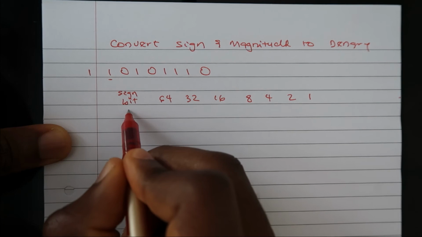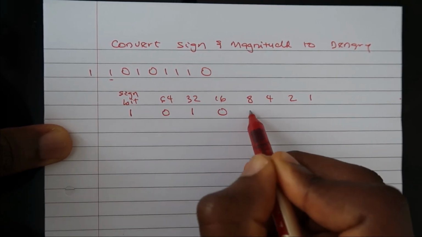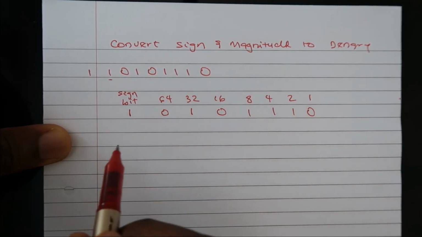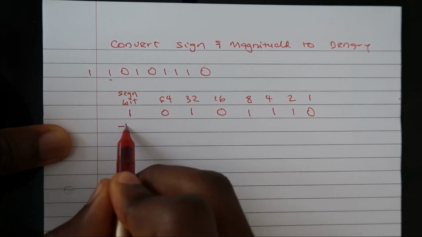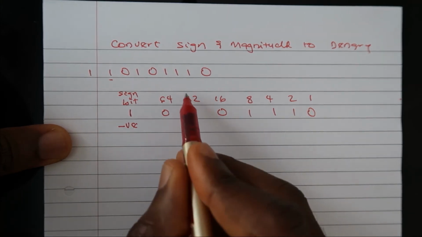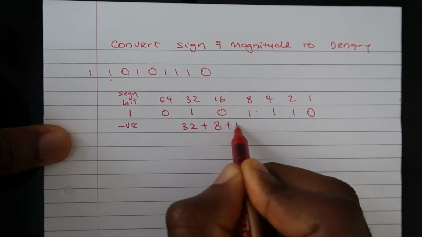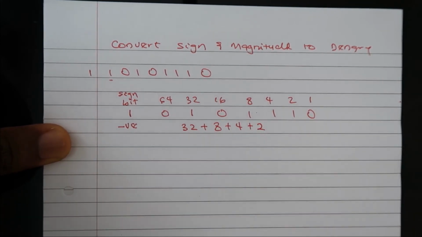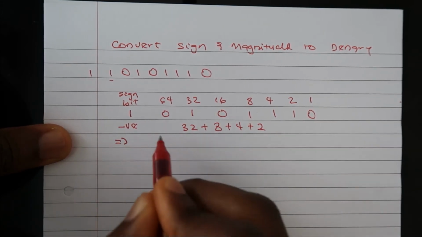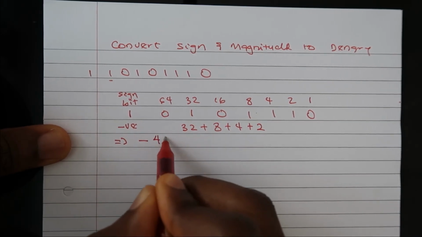if it's 1, it means it's a negative number, and if it's 0, it means it's a positive number. So what I'm going to do here is write the number sequence out, 1 0 1 0 1 1 1 0. So if I write down my binary number under the number sequence, I know it's a negative number. So all I have to do next is to find the key value there, which will be 32 plus 8 plus 4 plus 2. And this will give me minus, for this negative there, 46.